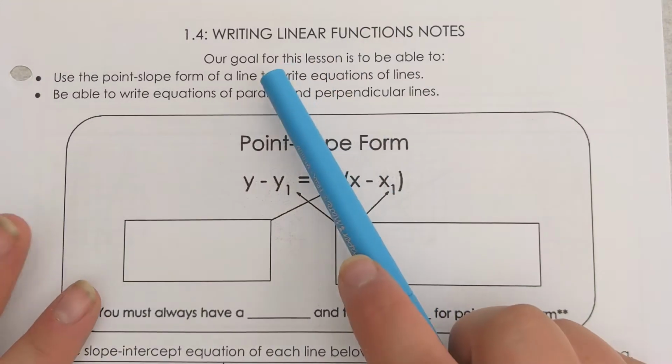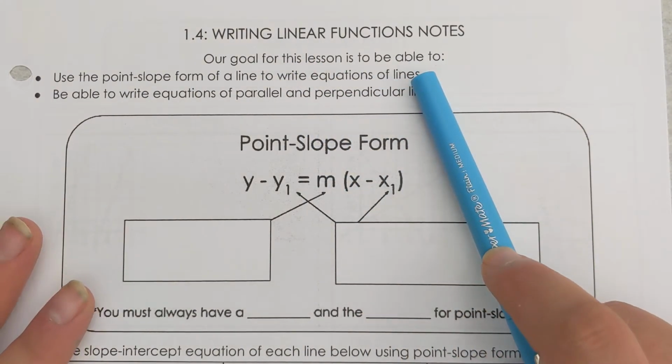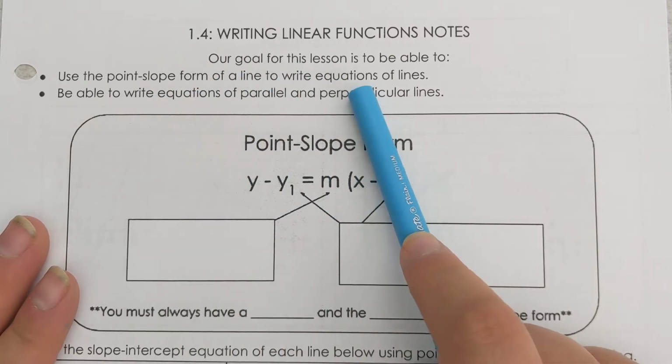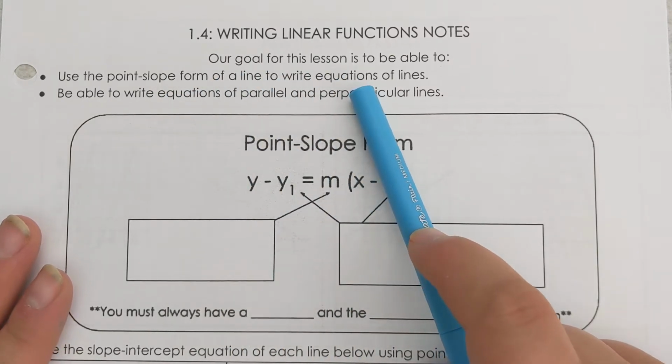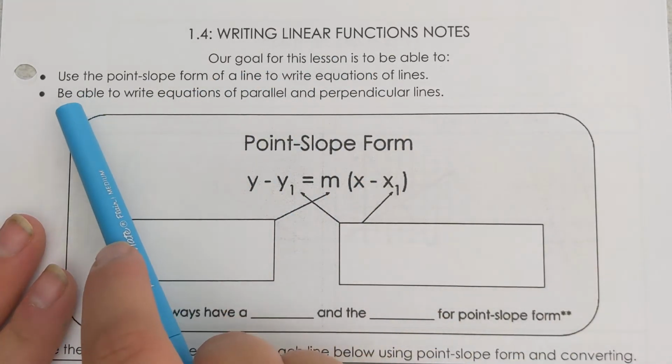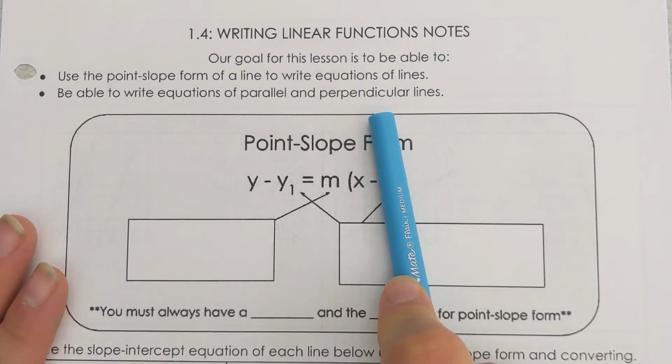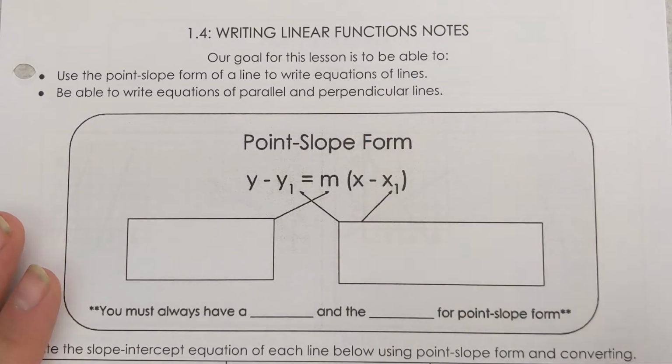Today we're going to be learning how to write linear functions using point-slope form to write the equations of lines, and then what we're going to do is convert it to slope-intercept, and we are going to write equations of parallel and perpendicular lines. So we'll talk about what the slope of a parallel versus perpendicular line is.